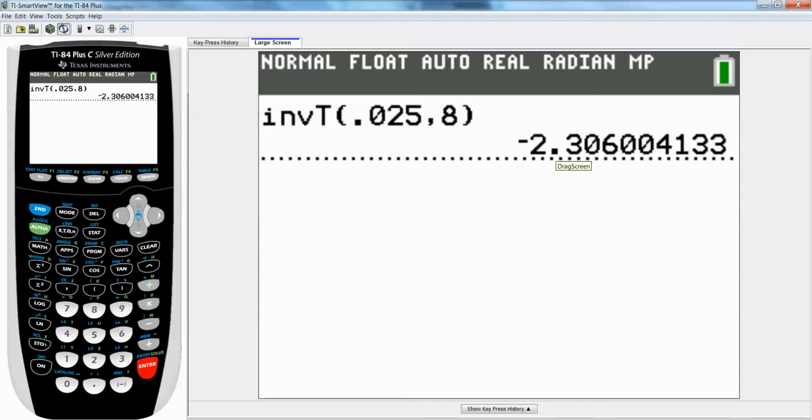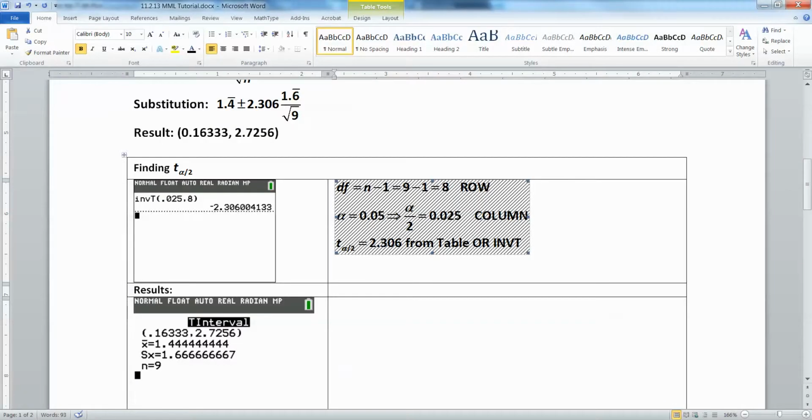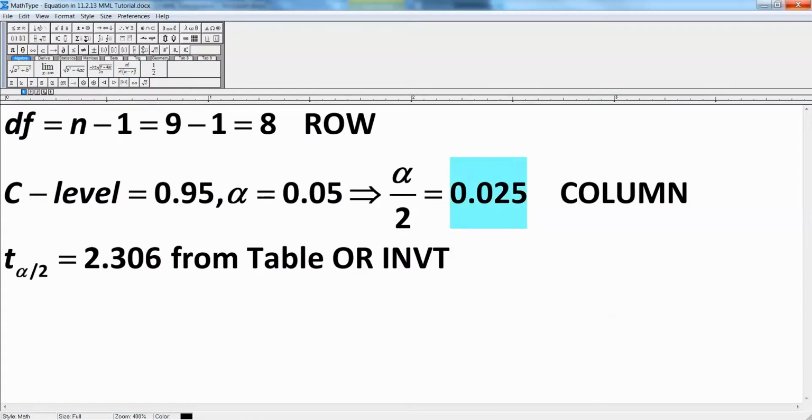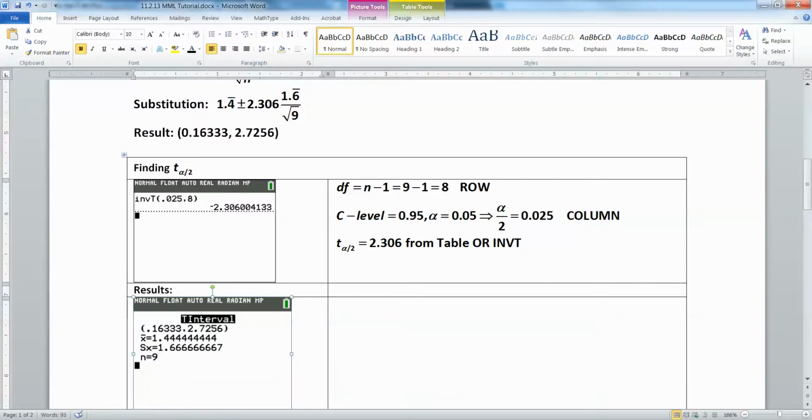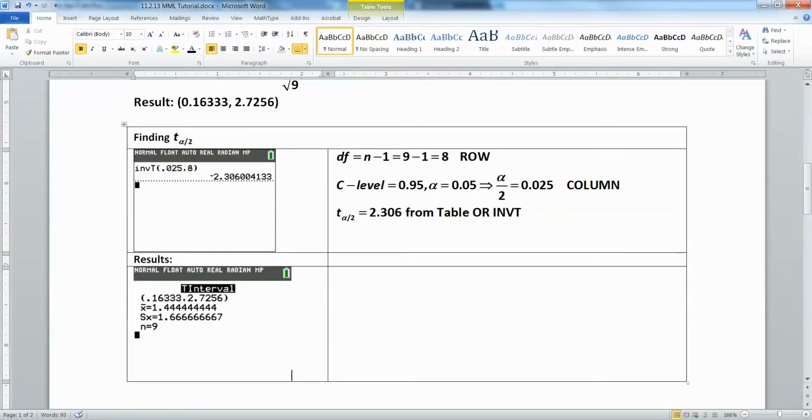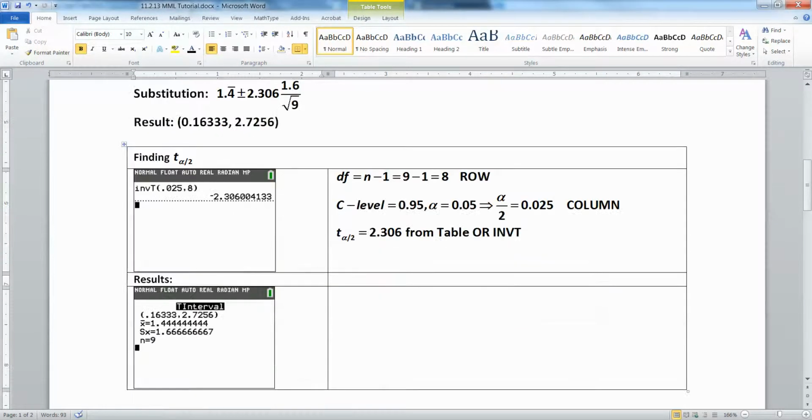Remember, there's always a left-hand one and a right-hand one. We just want the number. We don't really care if it's negative or positive. So there you go. That's how to find it. You find it either with the calculator or with the table. Personally, I would use the table because it's faster, but use whatever makes you happy. Okay, so now, hold on one sec. We have our interval, we have every piece of it.